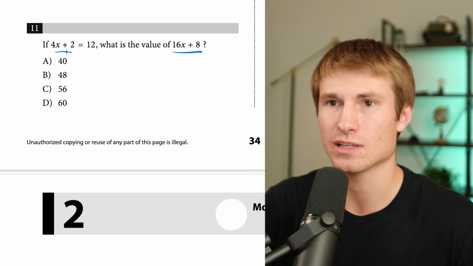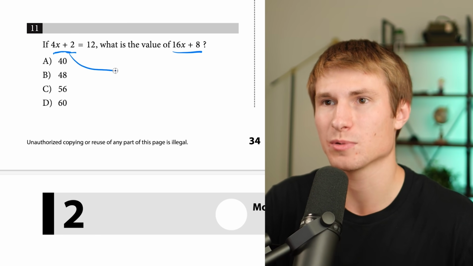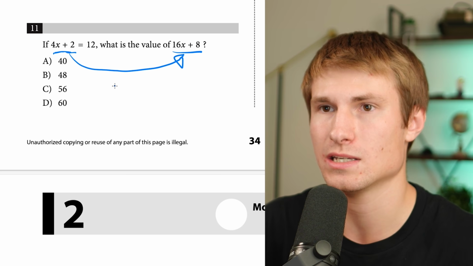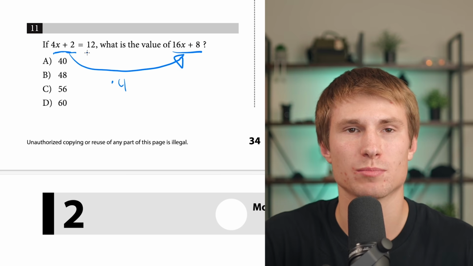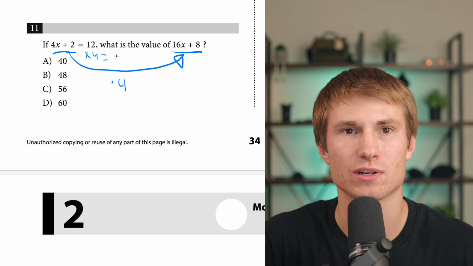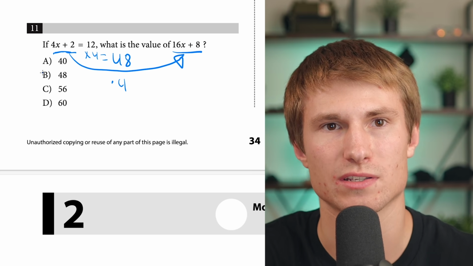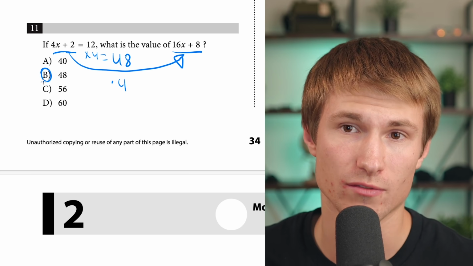Whenever I see a question like this, I'm always looking for proportions. I see 4x plus 2. If I multiply that by 4, I get 16x plus 8. So all I got to do is multiply 12 by 4. 12 times 4 is going to equal 48. So my answer is 48. My answer there is B. This way I don't have to solve for x, so I get it done faster.